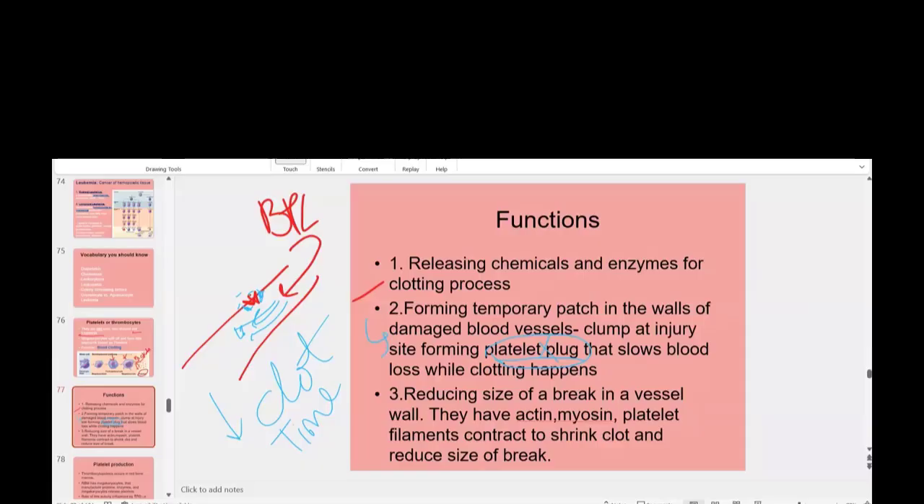I hope this explains. So what all it does, it reduces the size of the break in a vessel wall. Okay, and they have actin and myosin that help it. Platelet filaments also contract to shrink the clot and reduce the size. Everything that they do is to repair the damage that is done.